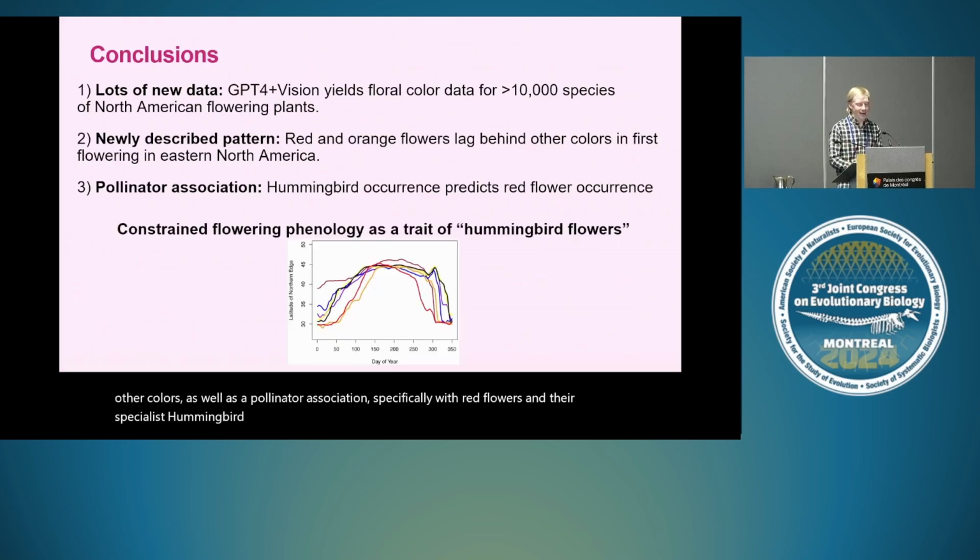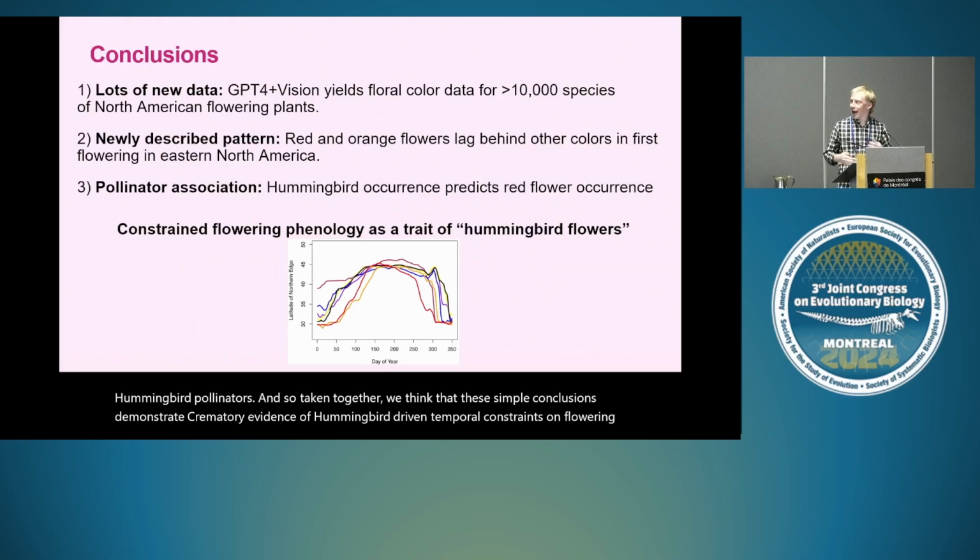And so taken together, we think that these simple conclusions demonstrate some correlatory evidence of hummingbird-driven temporal constraints on flowering time, which is adding to the already complex ways that we know that flowers might interact with their pollinators.